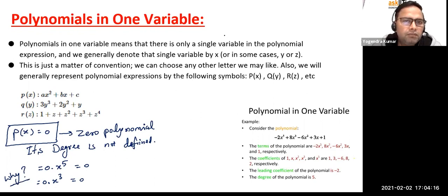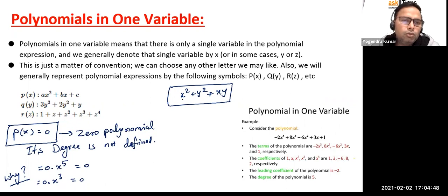By the way, polynomials in one variable, I hope you got the idea, means there is only a single variable in the polynomial. So far we have seen one variable, but it might be mixed variables also. It could have x and y both. Like I can say there is some expression x square plus y square plus xy. This is also a polynomial, but there are two variables involved.